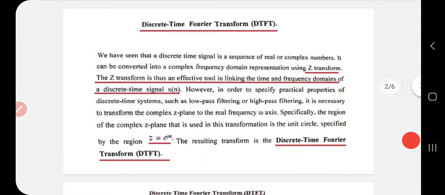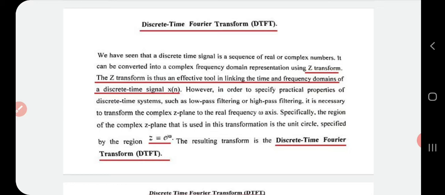Now, as we already know that a discrete time signal is a sequence of numbers. It can be either real or complex. Now, it can be converted into a complex frequency domain using Z transform. So, Z transform is nothing but a mathematical operation or an effective tool that links time and frequency domain of discrete time signal given by x of n.